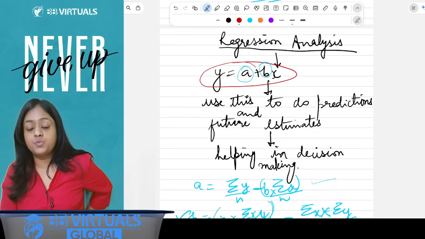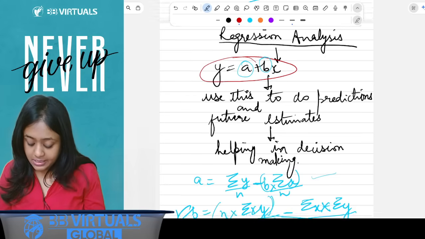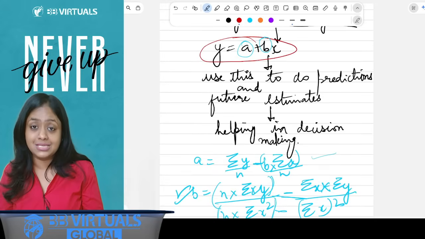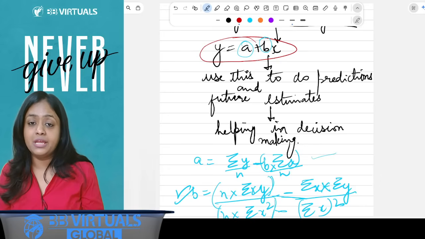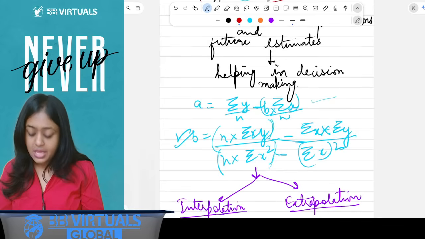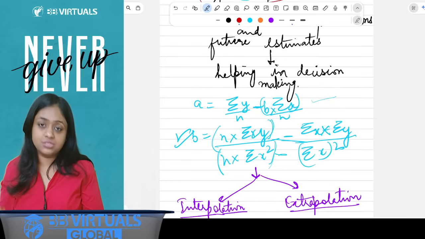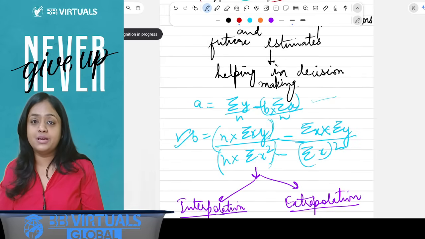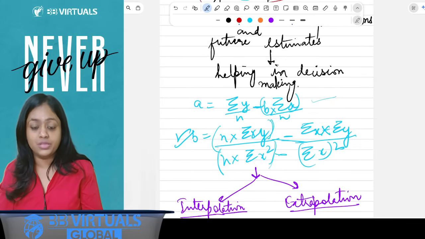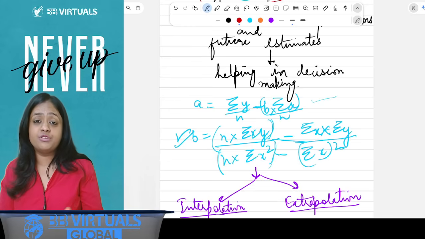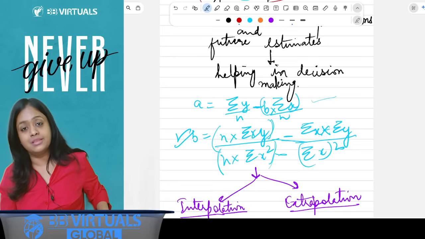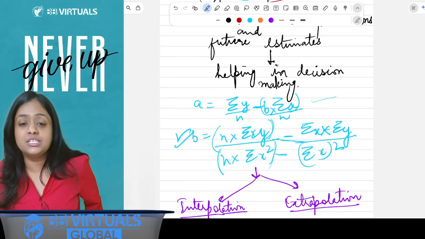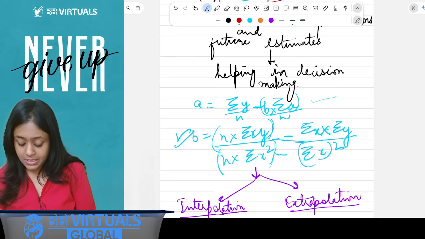Let's go to the next one, which is regression analysis. We will always use the equation a plus bx to do predictions for the future, and the main role is helping in decision making. Here we have a few formulas, but don't worry, these will be given to you in the exam, like the coefficient of correlation formula, which will also be given to you.